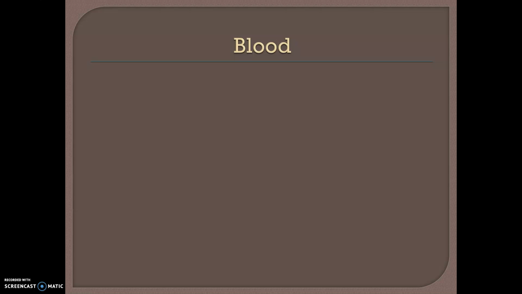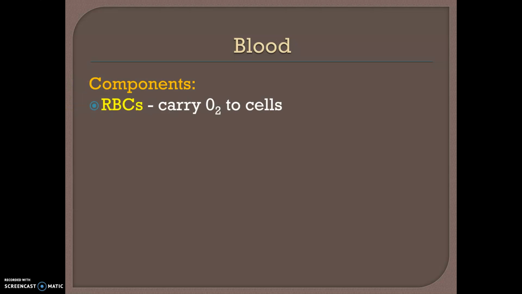Our next connective tissue here is going to be blood. So there are many different components to blood, and we're going to talk about those. This abbreviation here stands for red blood cells. So RBCs carry oxygen to cells. O2 is oxygen. We have our white blood cells, WBCs, and those are used to fight off infections.